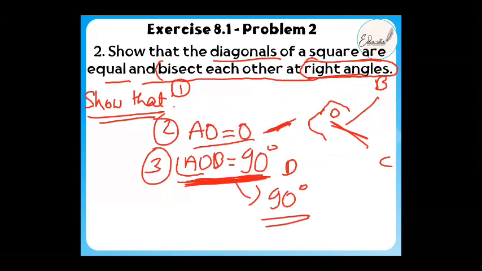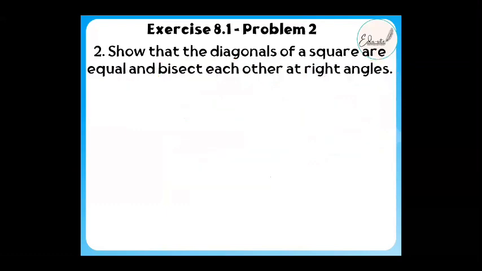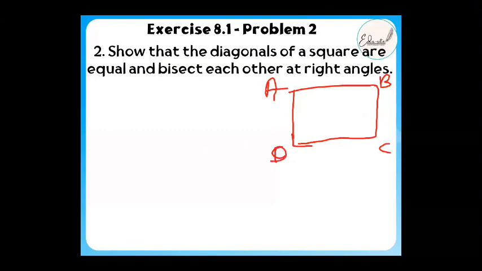Okay, keep focused with that. I want you to write each and every point. Will you write it for me? Yeah. Write it in your book, please. Okay, first what you have to do is draw this figure. Draw this figure, beta. Okay, what did they tell you? The diagonals of a square are equal and they bisect each other at right angles.